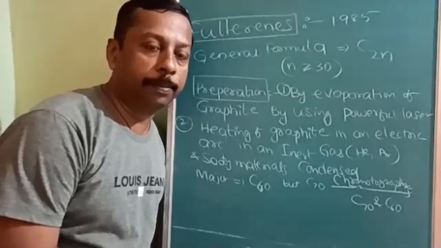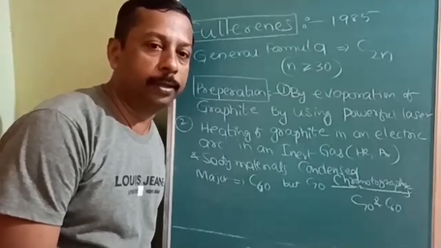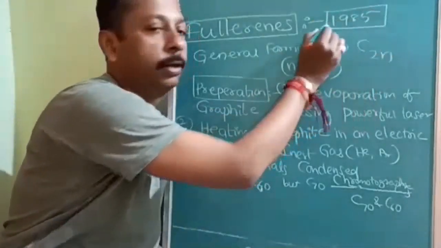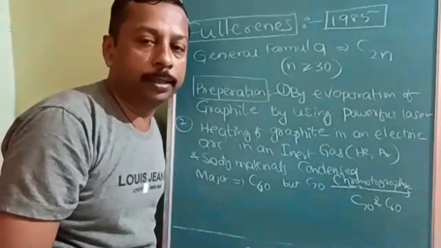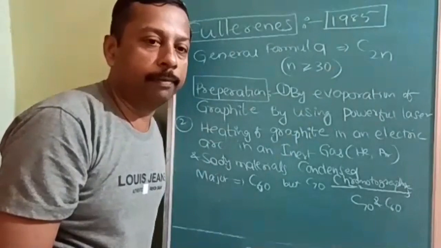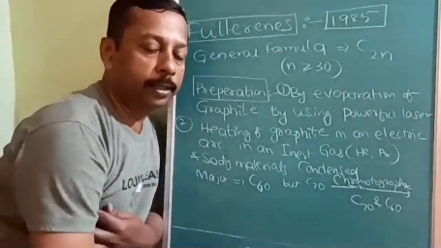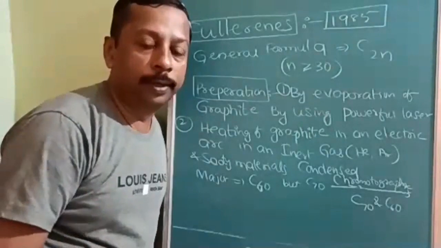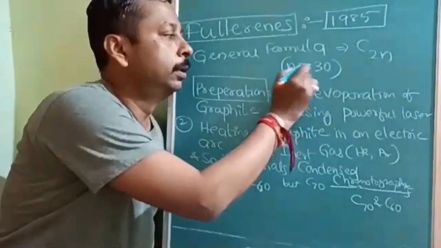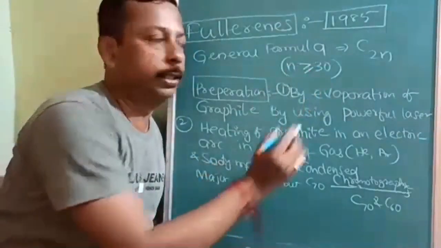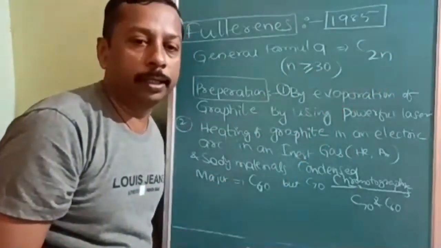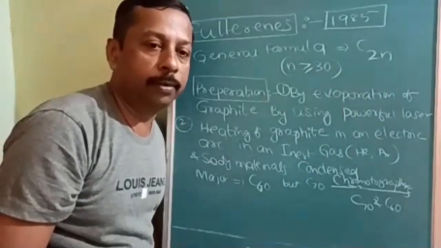Now the third allotrope, fullerenes, we are into it. These are the latest crystalline allotropic form, just prepared in 1985. Generally people think that C60 is the only fullerene. No, it is not like that. The majority of fullerene is C60, but it has a general formula of C2N, where N can be any value greater than 30.